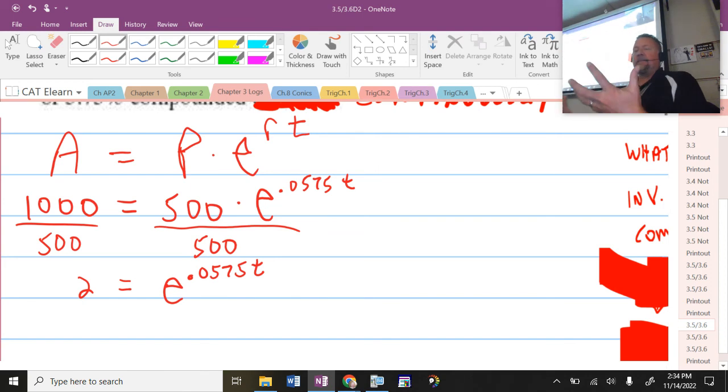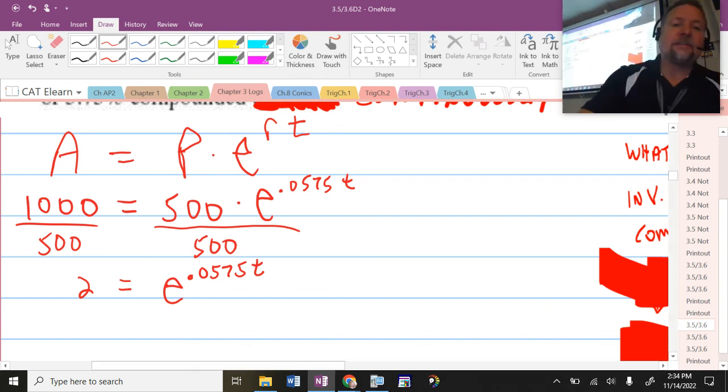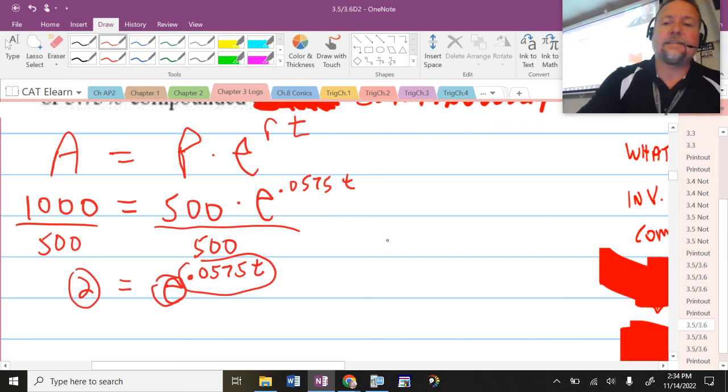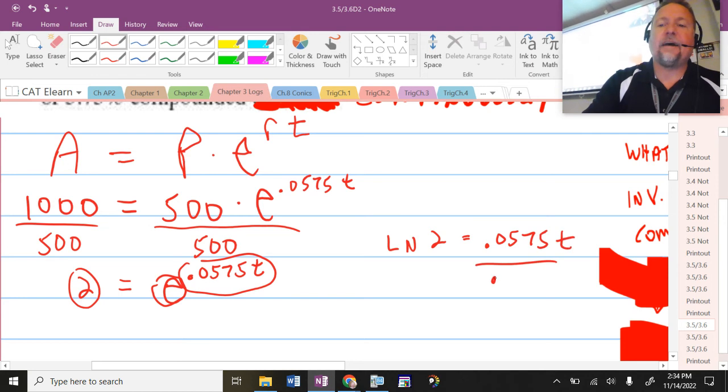I know it is a problem. They didn't tell me how much I invested. Invest $1. If it doubles, what does it become? $2. Then 2 divided by 1 is 2. $1 million becomes 2 million. Divide, you get 2. All right. How many positions do you have? 3. This is easy. What's log base E? ln. ln of 2 equals 0.0575 t, and then you divide.